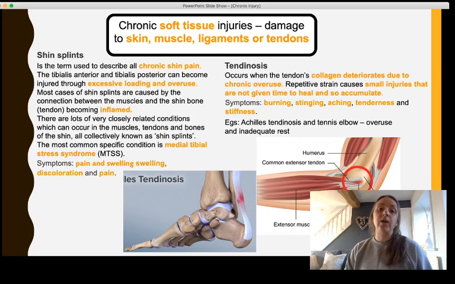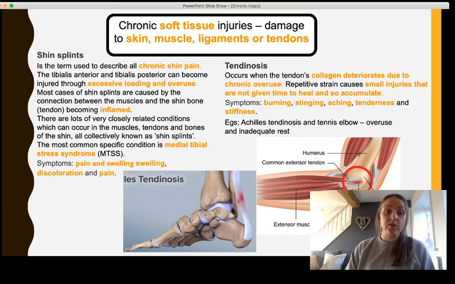Okay, and then we're going to have a look at the soft tissue injuries. So any soft tissue injury is injury to skin, muscle, tendons and ligaments. So a chronic soft tissue injury is an injury that's brought about over a long period of time due to repetitive strain, often associated with overuse, and it's an injury then to skin, muscle, ligaments or tendons.